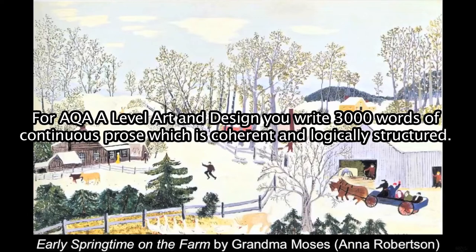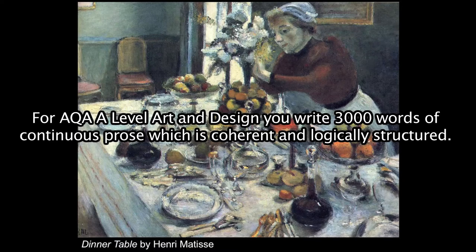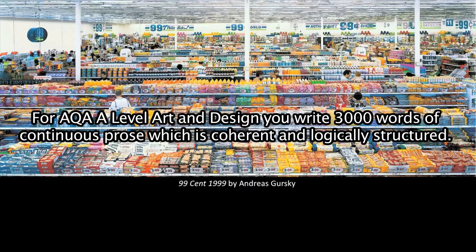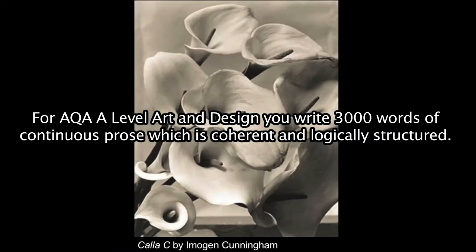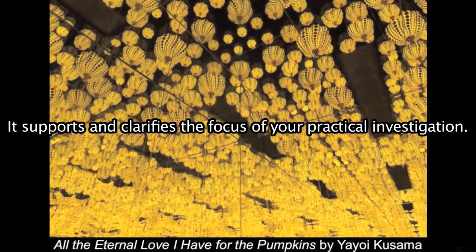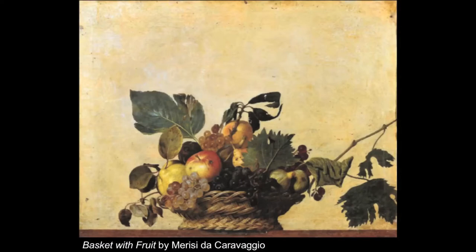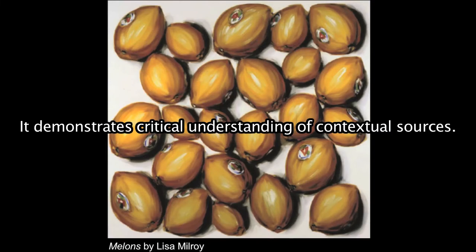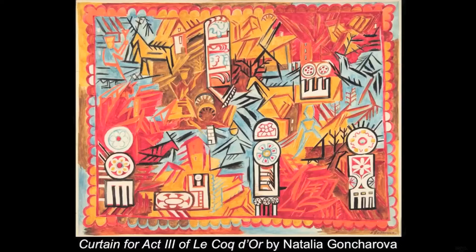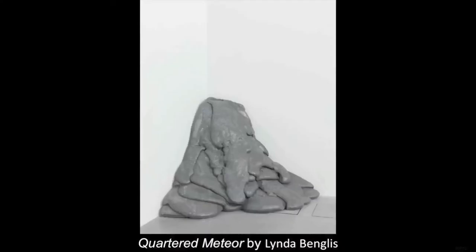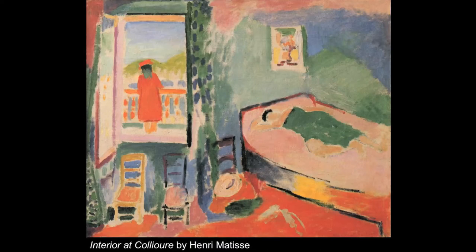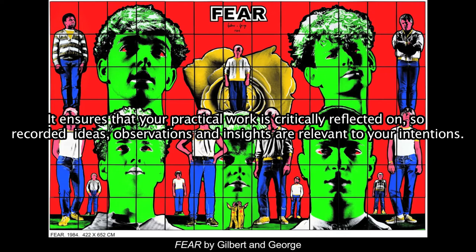For AQA A-level art and design, you write 3,000 words of continuous prose, which is coherent and logically structured. It supports and clarifies the focus of your practical investigation. It demonstrates critical understanding of contextual sources. It substantiates decisions to develop and refine your ideas. It ensures that your practical work is critically reflected on.